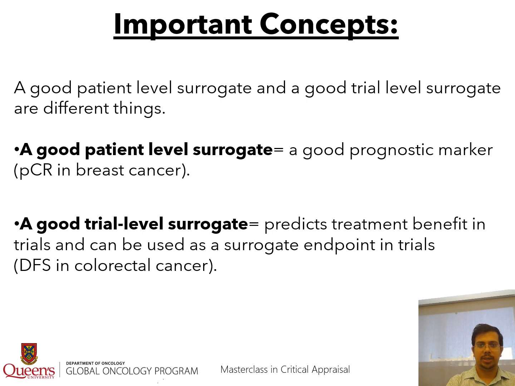So just to recapitulate, a good patient level surrogate and a good trial level surrogate are different things. A good patient level surrogate can be used as a good prognostic marker. For example, pathological complete response in breast cancer. Patients who achieve pathological complete response will have longer OS. That's true. But a drug that improves pathological complete response may not improve overall survival because it's a poor trial level surrogate, despite being a good patient level surrogate. A good trial level surrogate predicts treatment benefit in trials and can be used as a surrogate endpoint. And one good example is disease-free survival in colorectal cancer.